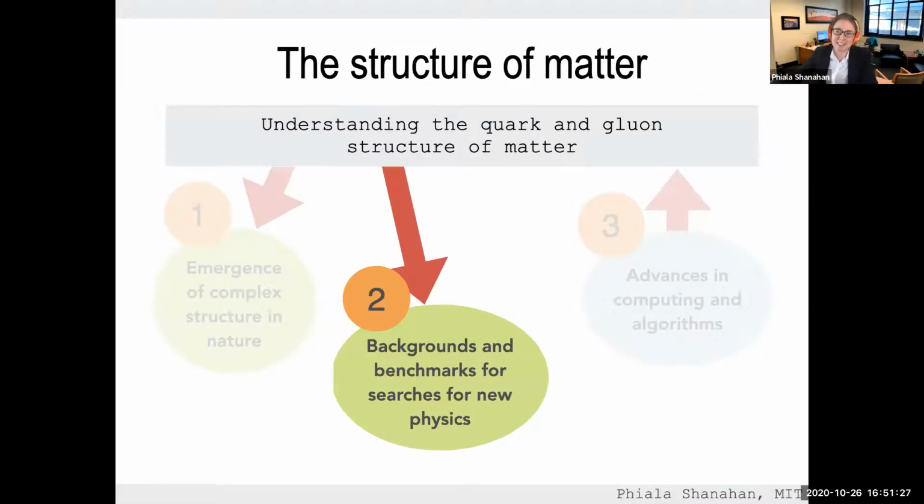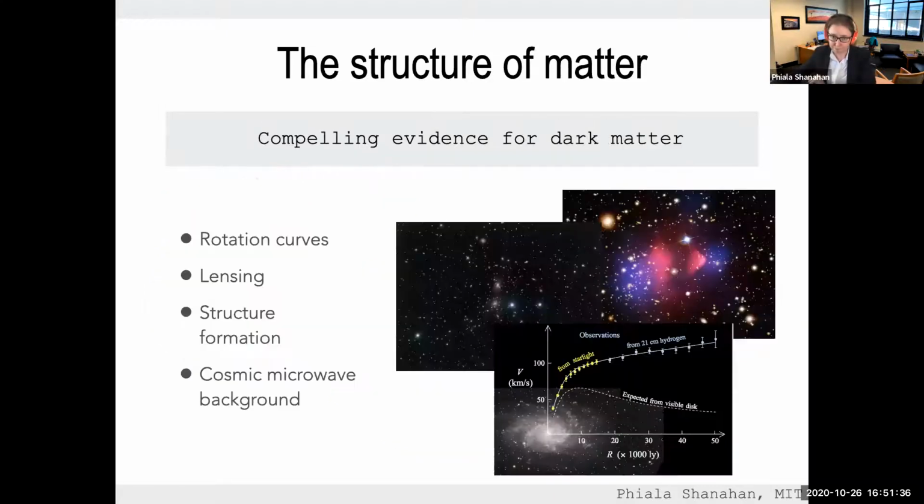So understanding the structure of nuclei, as I hinted earlier, is of course also important when we're searching for physics beyond the standard model. And I'll give just one example in the context of dark matter. Of course, there is compelling evidence for dark matter, right?